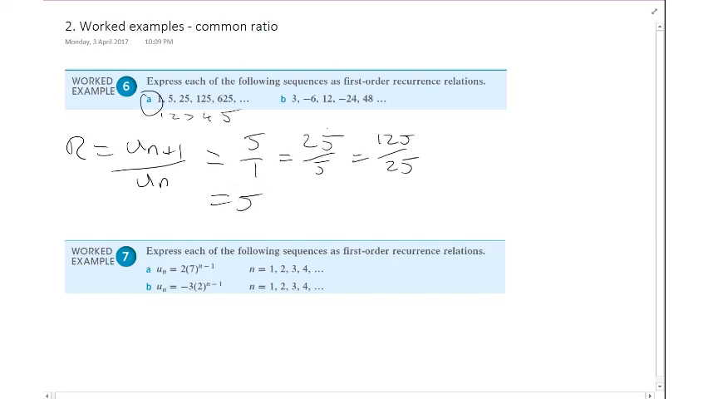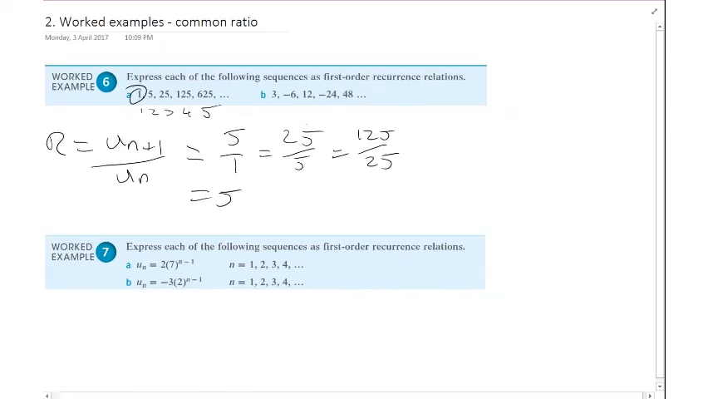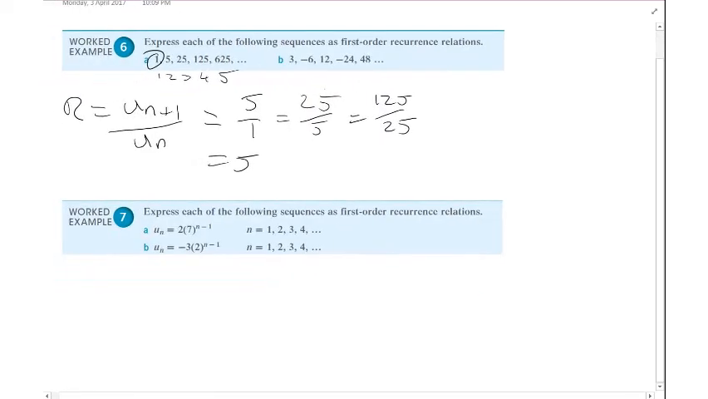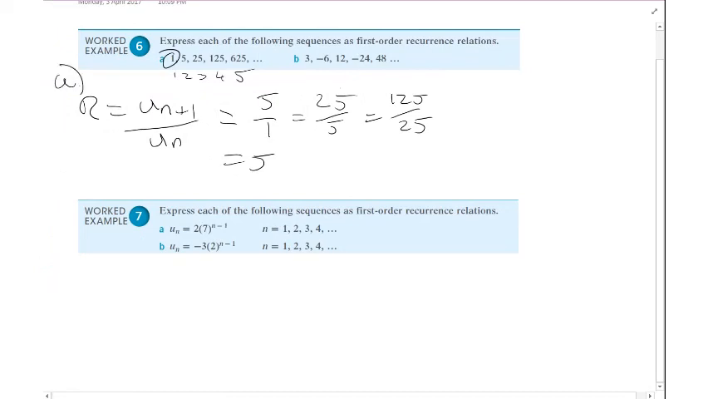My u1, as I pointed out, this is my u1. So how I'd write that, I'll just put a there. I would have that as un plus 1 equals 5 un, and where u1 equals 1. Okay, that's our u1.